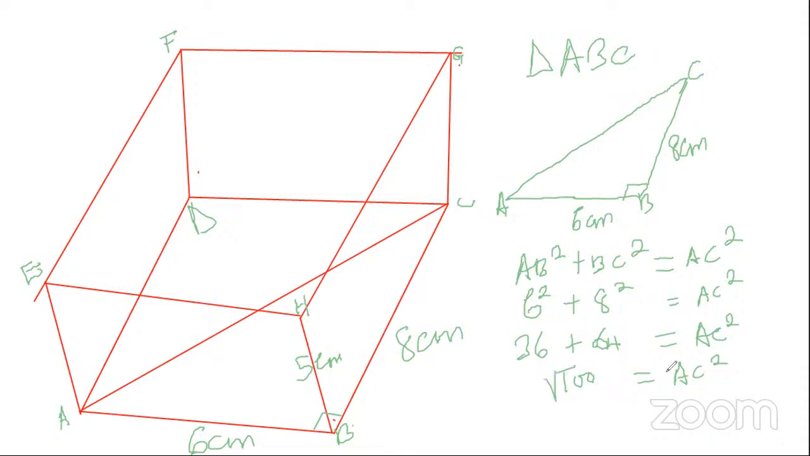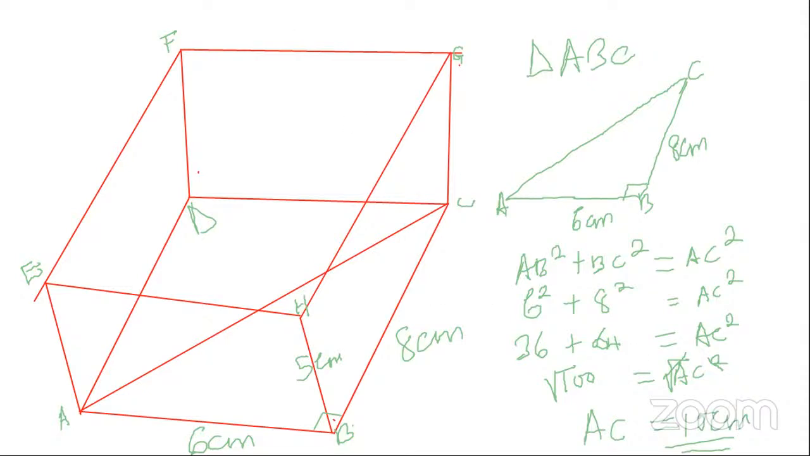So root of 100 is equal to root of this. And I guess here the square root dies with the square. And then we shall have AC giving us 10. So this would be 10 centimeters. So AC would be equal to 10. Is that okay?